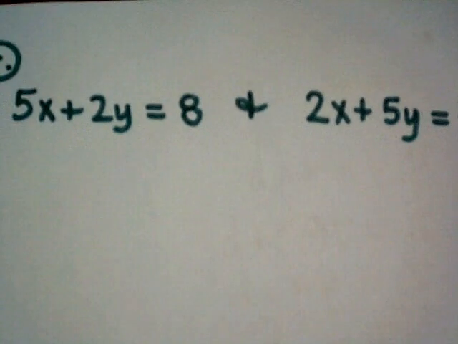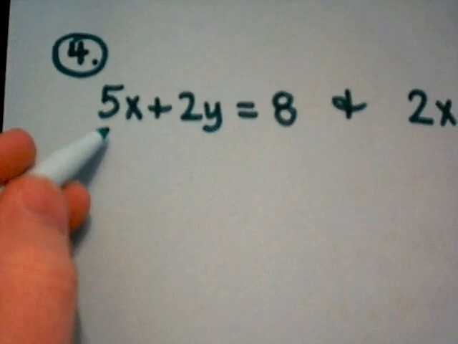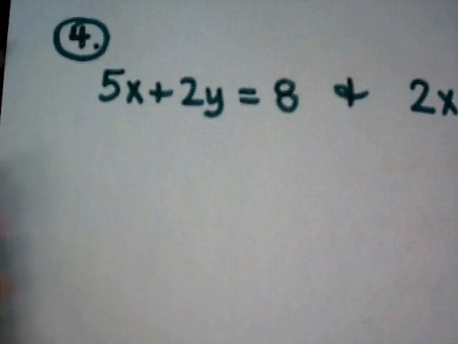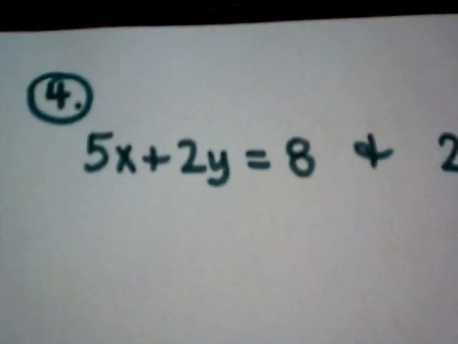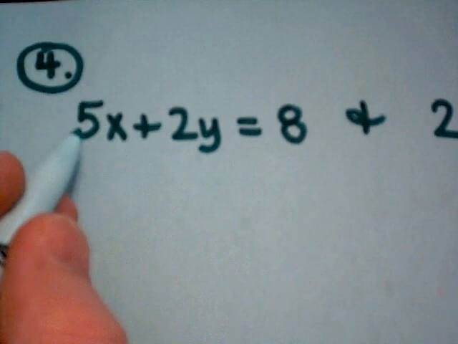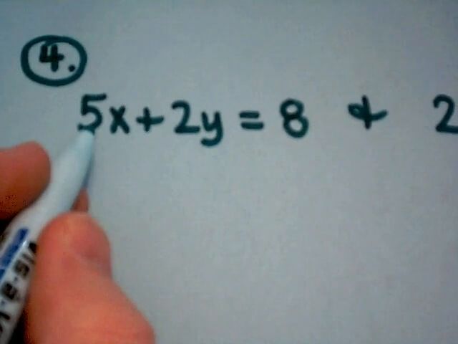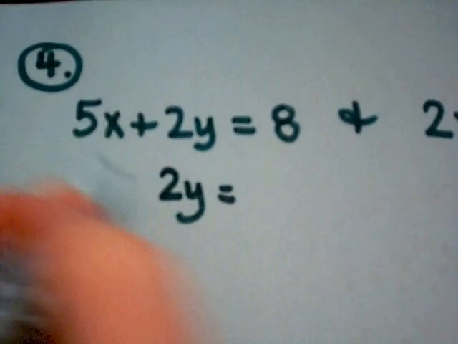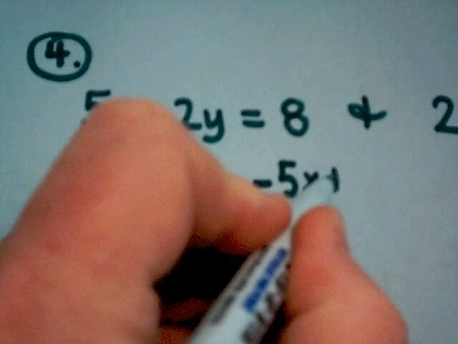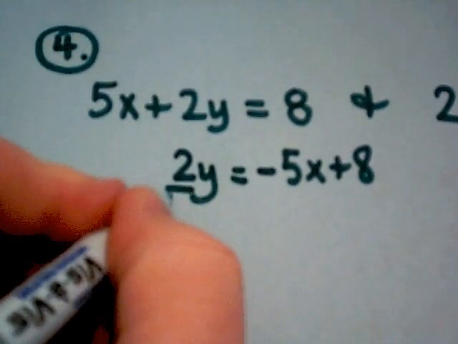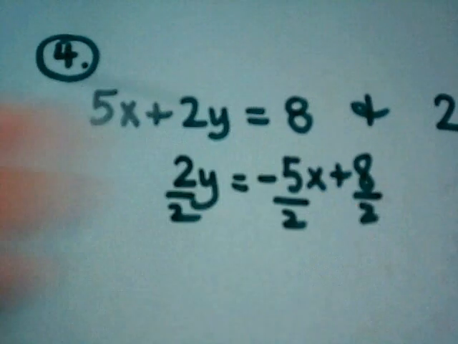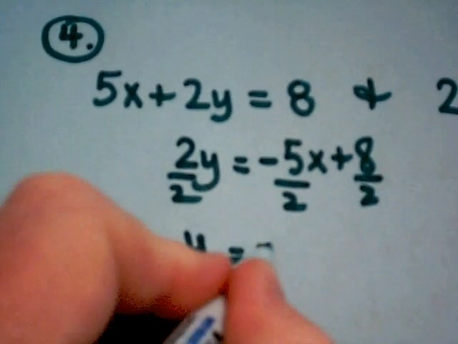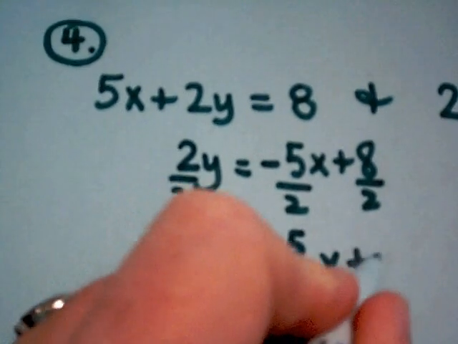So let's go ahead and look at our specific problem. All right, my first equation, 5x plus 2y equals 8. It's not in the correct form to tell what the slope of that line is, so what we need to do is solve this equation for y. Put this in slope-intercept form, y equals mx plus b. So we have 2y is equal to the opposite of 5x plus 8, and I divide every term by 2, and I'm getting y is equal to -5/2 x plus 4.